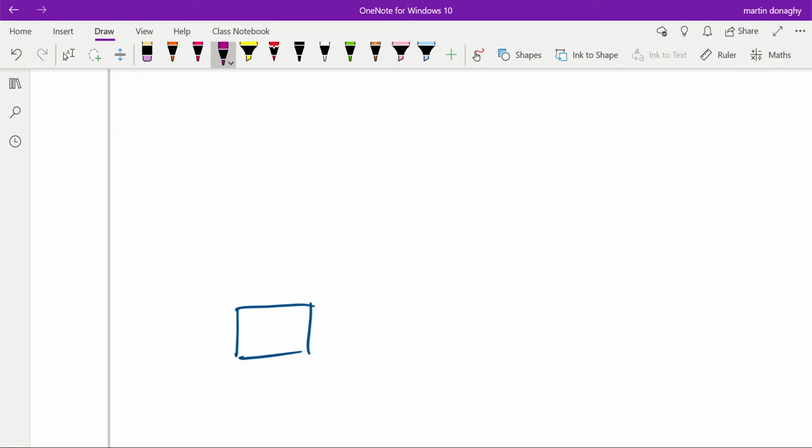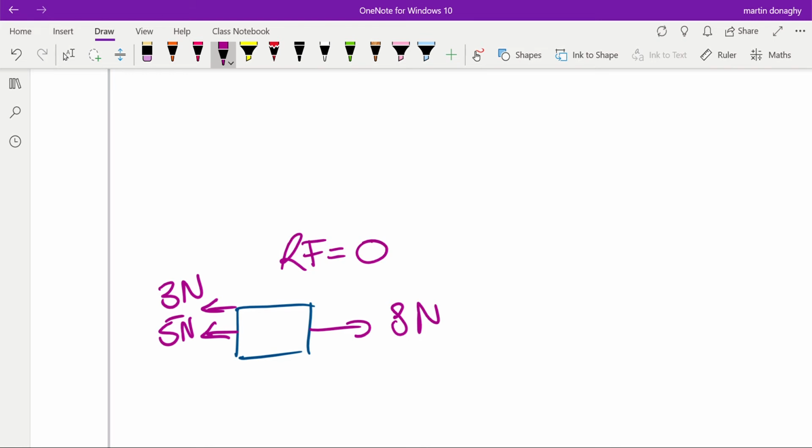But the same is also true if we have an object that the resultant force is zero. So it doesn't have to have no forces acting on it, but the resultant force needs to be zero. So here, the resultant force is zero, so that object will either stay at rest or continue to move at the same speed in a straight line, and you need that last bit, in a straight line, in your definition.